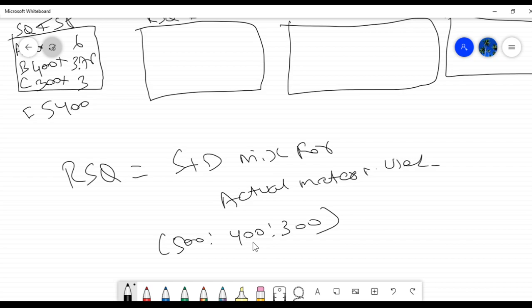Actual material, how much is used? 400 plus 500 plus 400, how much? 1300, correct? So 1300 is the actual material used. So how to allocate? For A how much, for B how much, for C how much? 5 plus 4 is 9, plus 3 is 12. So 5 divided by 12 into 1300, again 4 divided by 12 into 1300, again 3 divided by 12 into 1300. How much are you getting? 541.67, 433.33, 325. This is what we are getting.